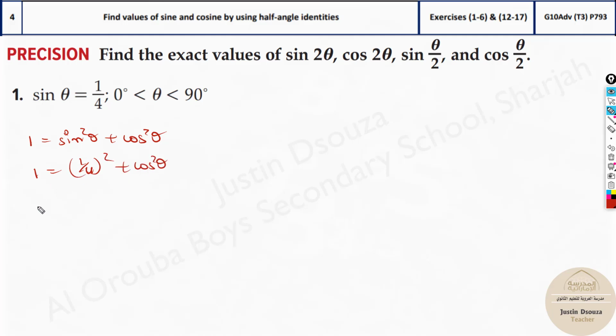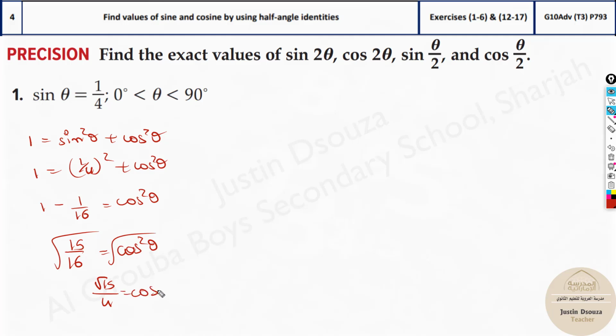Now here you can take this to the other side, it will be 1 minus, now square both the sides, 4 squared is 16, equals cos squared theta. This will be 16 by 16 minus 1 by 16, it will be 15 by 16. So 15 by 16 equals cos squared theta. You can take the square root on both the sides and you will get plus or minus root 15 by 4 equals cos theta. But since it's in the first quadrant, I don't need to bother about this. The sign is going to be plus here. Cos theta will be plus. Why? Because in the first quadrant, everything is positive.